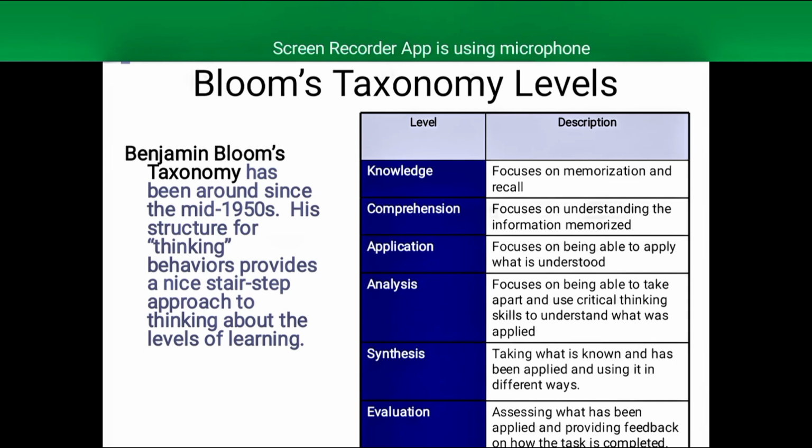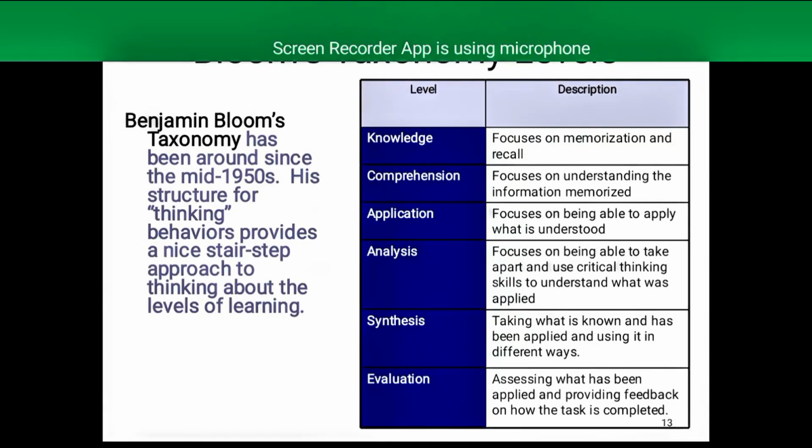Benjamin Bloom's taxonomy has been around since the mid 1950s. His structure for thinking behaviors provides a nice stair-step approach to thinking about the levels of learning. So here are six levels, from knowledge to evaluation. Number 1, knowledge: focus on memorization and recall. Number 2, comprehension: focus on understanding the information. Number 3, application: focus on being able to apply what is understood. Number 4, analysis: focus on being able to take apart and use critical thinking skills to understand what was applied. Number 5, synthesis: taking what is known and has been applied and using it in different ways. Number 6, and the last one, is evaluation: assessing what has been applied and providing feedback on how the task is completed.